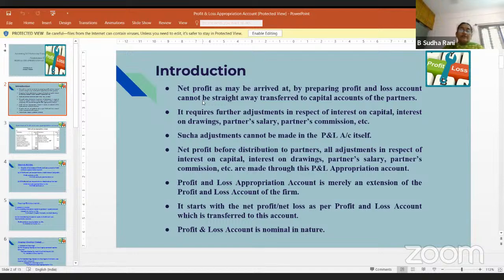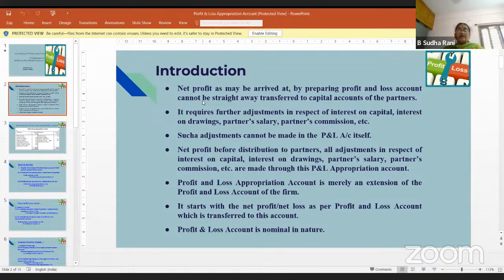But what is this? It is a pre-appropriation account. See, in financial accounting that belongs to a sole trader, the entire firm's profits are shared by the sole trader. So you don't need to do anything after recording, classifying, summarizing. Whatever profit is there, he will take and put it in his cash box.